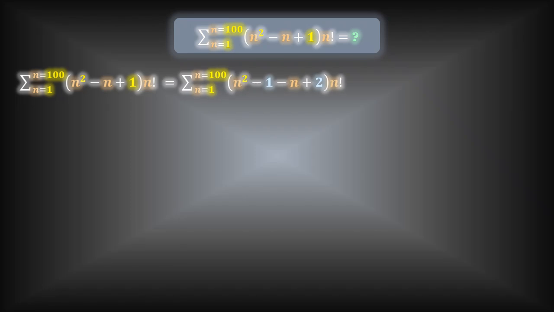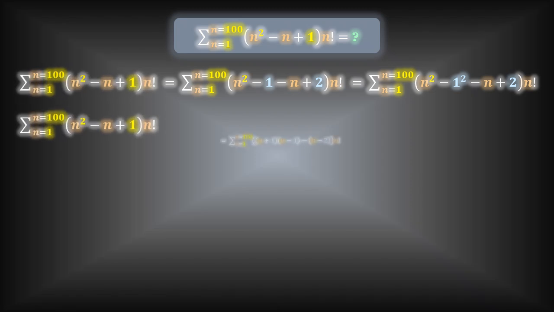We begin by rewriting the expression n squared minus n plus 1. We add 1 and subtract 1 in a clever way. n squared minus n plus 1 is equal to n squared minus 1 minus n plus 2. This can be written as n squared minus 1 minus n plus 2. We factor the expression n squared minus 1 minus n plus 2. This becomes n plus 1 all multiplied by n minus 1 minus n minus 2.